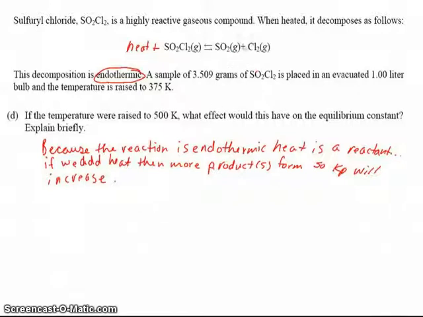And so since heat does not appear in the equilibrium constant, it will cause these two values to go up and this one to go down, which results in a larger value of K. And that is all it takes to answer the question from 1983.